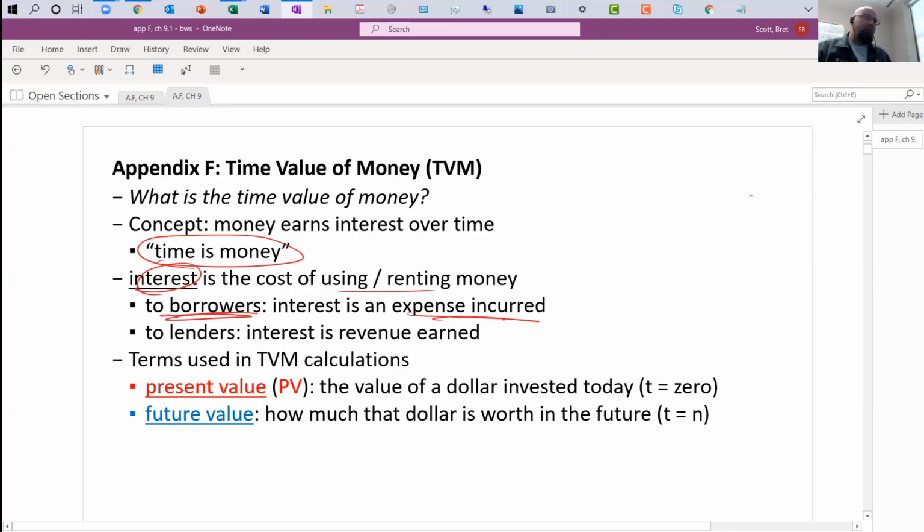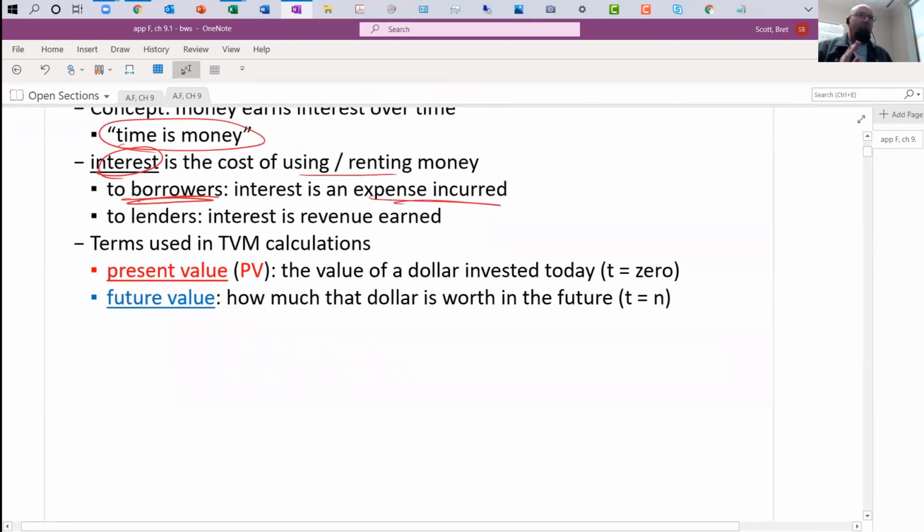There are some terms we need to be aware of when it comes to doing present value and future value, for any time value of money calculations. The present value, PV, is figuring out what the value of a dollar is today, in today's money. Future value is how much that dollar is worth sometime in the future, 1 year, 2 years, 20 years. So present value is today, future value is in the future.